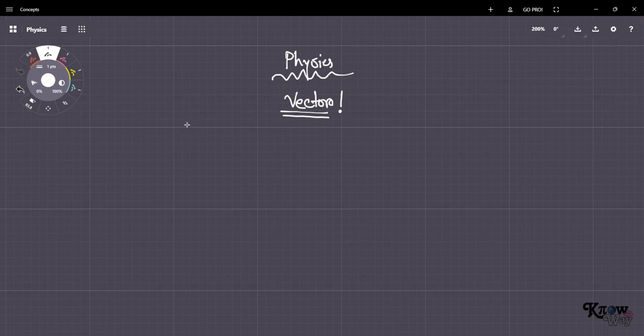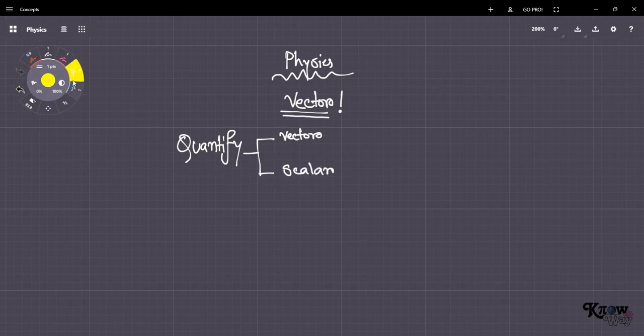So let's start with the basic concept of vector. In our world, most of the time we measure things. We quantify some stuff. In the quantification of this stuff, I'm using a lot of grammar here, so just mind me, there are two different quantities. The first one is a vector quantity, and the second one is a scalar quantity.